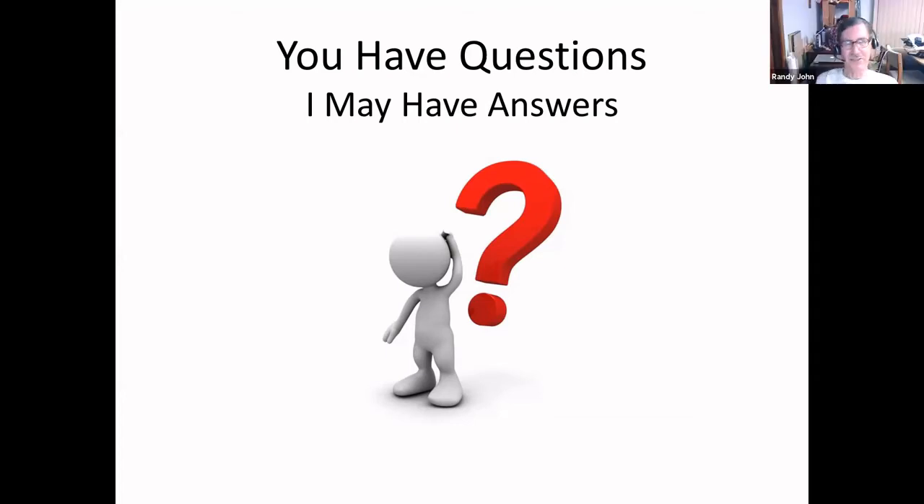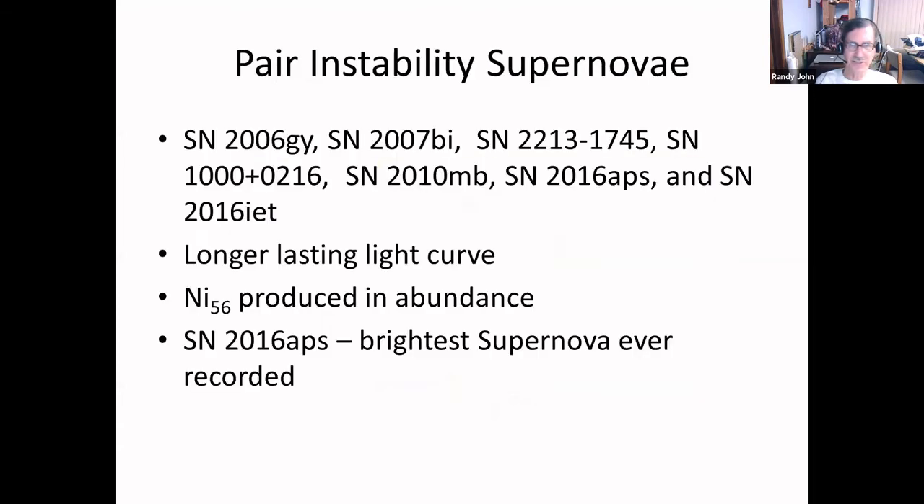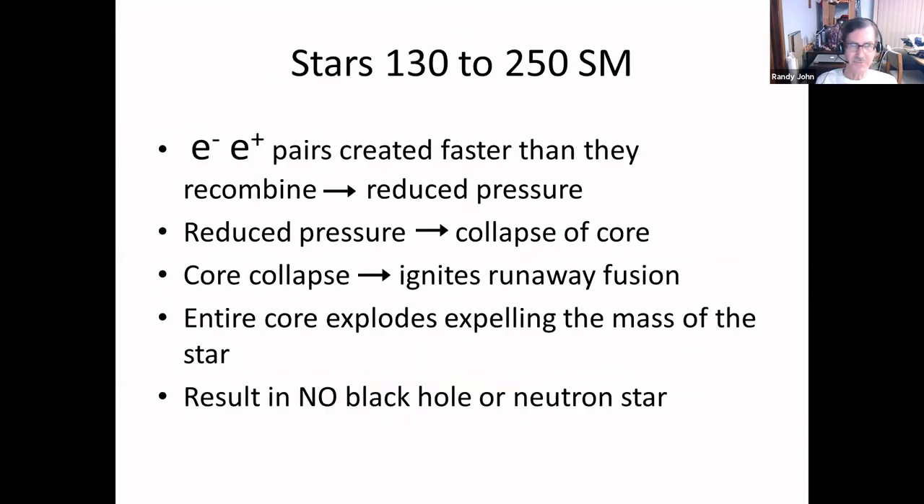Steve, on the slide that says 150 to 250, it says, yeah, 130 to 250. Reduced pressure causes the collapse of the core. I would think that reduced pressure would cause an end to fusion. Why would it cause a collapse of the core?